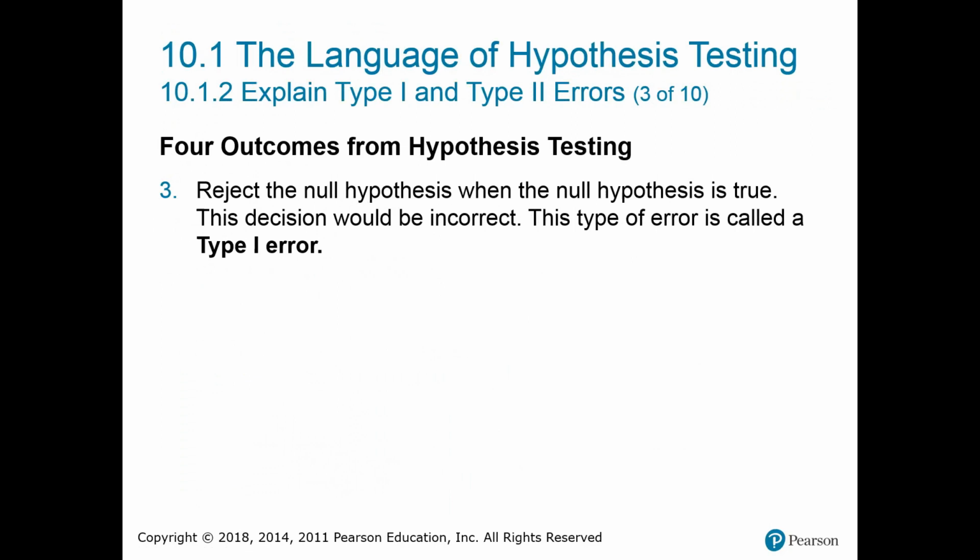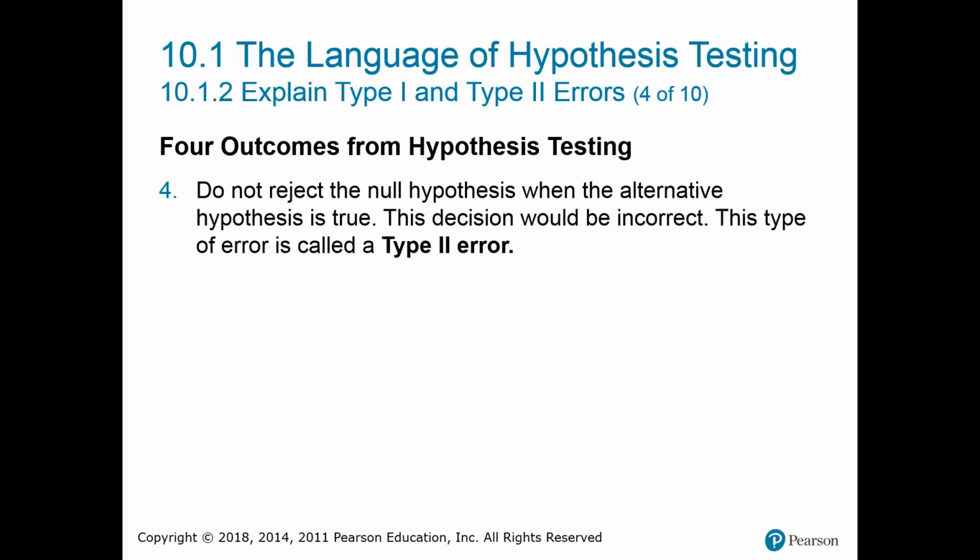Third is to reject the null hypothesis when the null hypothesis is true. This is incorrect, and this is called a type 1 error. So when we reject the null hypothesis when actually the null hypothesis is the correct one, that's a type 1 error.